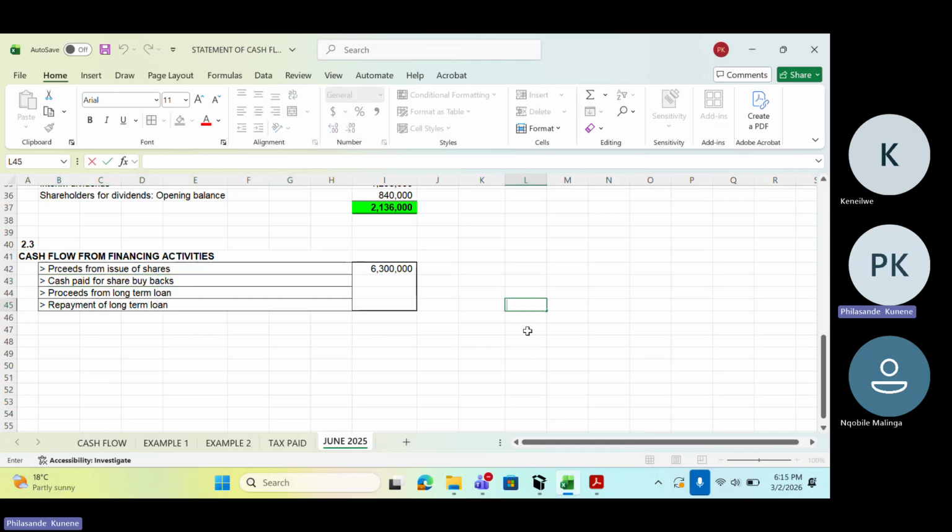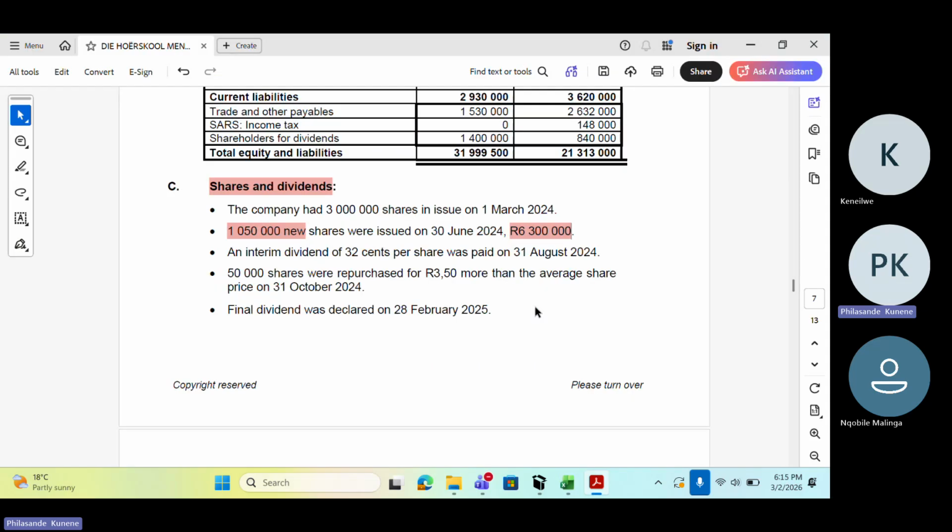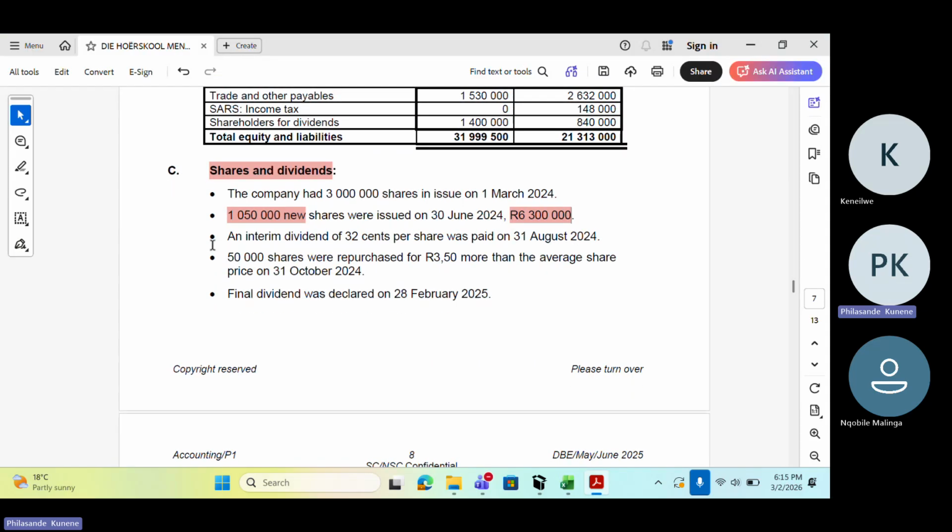Okay. Cash paid for share buybacks. We need to go and check if we bought back shares, and then we need to calculate the cash that was paid for those shares. Looking at the information that we have here, 50,000 shares were repurchased for R350 more than the average share price on 31 October 2024, right?